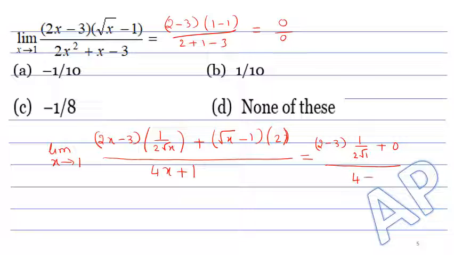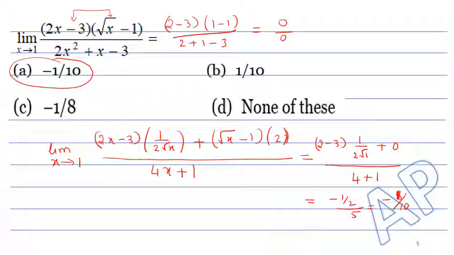And in the denominator, I have 4 into 1 plus 1. So we have minus 1 by 2 by 5, which is minus 1 by 10. Minus 1 by 10 is the required answer. That is option A is the correct choice. So this is by applying L'Hopital's rule. We are applying product rule in the numerator because I have two functions here. That is, one is 2x minus 3 and another is root x minus 1. And in the denominator, it's a polynomial function. We can directly differentiate it.